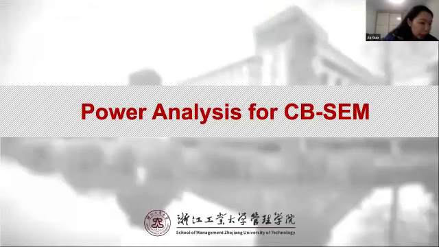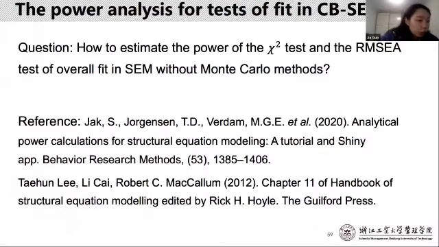Then let's look at the power analysis for CB-SEM. First we talk about the power analysis for the test of fit. Here are the reference papers and the reference book. Also, if you want to get more details, you can refer to these books and papers.